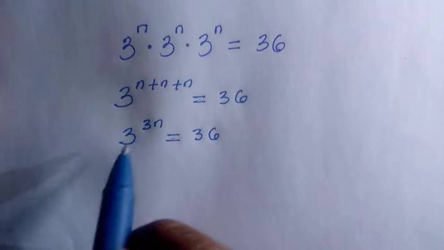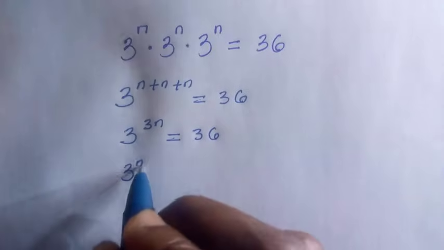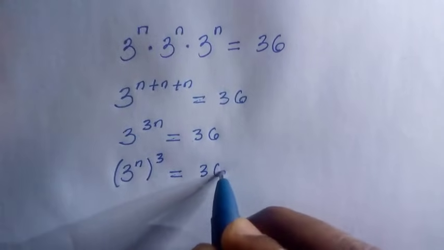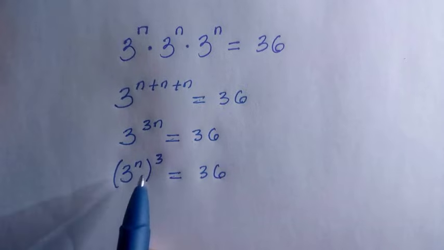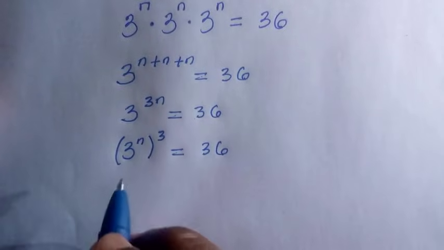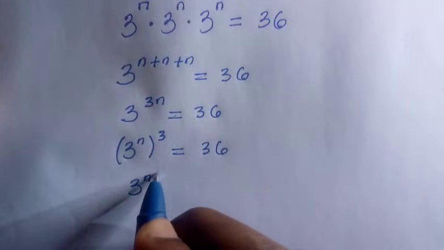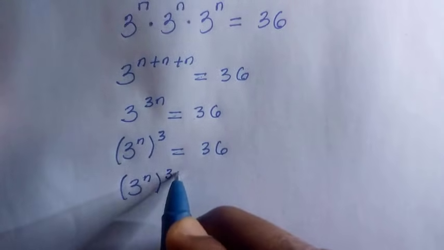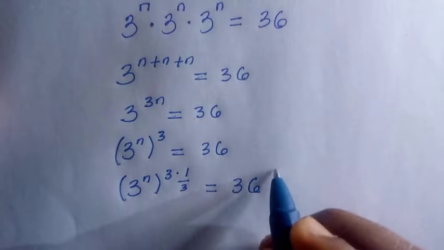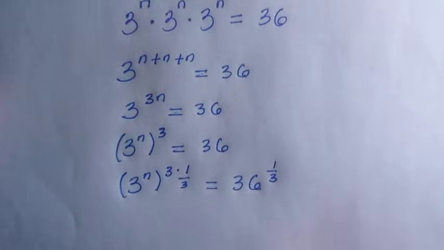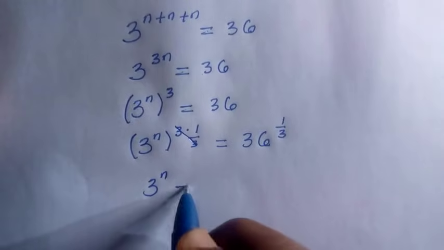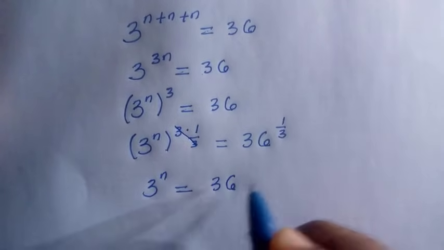With this one, by rewriting this as 3 to the power of n, raised to the power of 3, equals 36, we follow the power rule. Then let's raise both sides to the power of 1 over 3. As we have 3 to the power n raised to the power of 3 multiplied by 1 divided by 3 equals 36 raised to the power 1 divided by 3. So 3 cancels 3, and we have 3 to the power n equals 36 raised to the power 1 divided by 3.